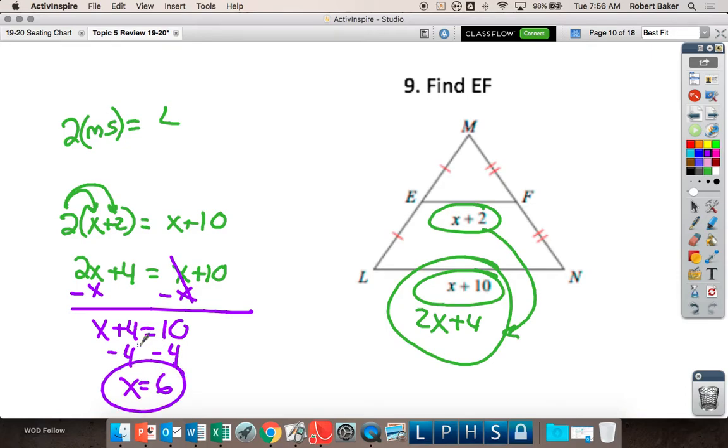Always, always, always check your work. 6 plus 2 is 8, and 6 plus 10 is 16. And it says that the mid-segment is half the length of the third side. So all the math works out pretty well there.